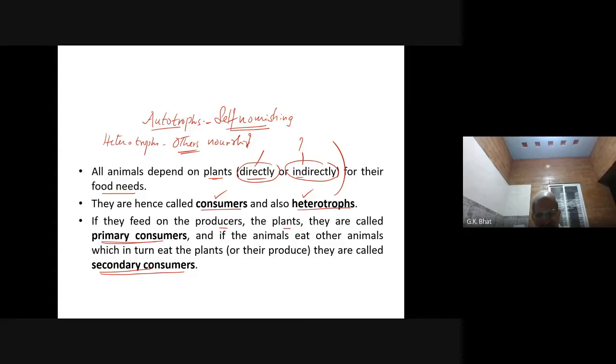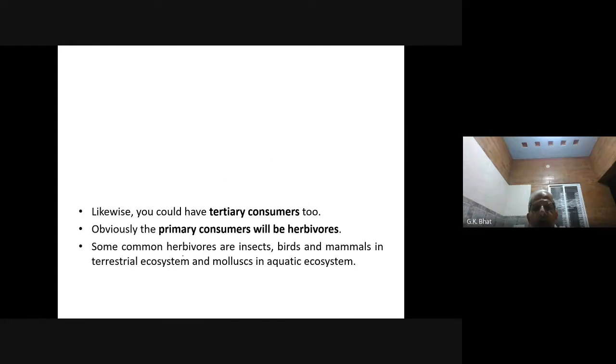You shoot deer. Tiger, lion, or wolf, etc., are secondary consumers. Likewise, you could have tertiary consumer also. Now I say grass or herbs, rabbit, wolf, tiger.